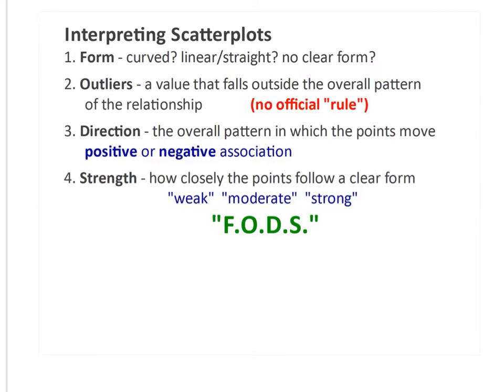We describe or interpret scatterplots using FODS. The first part of FODS is the form. What does the data, or what do the dots, look like? Are they curved, linear or straight, or do they have no clear form? Sometimes they're just going to look like a hot mess and have no clear form. Outliers talks about whether there is one value, or maybe two, that fall outside the overall pattern.